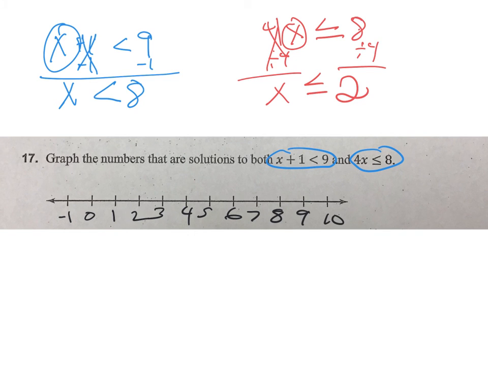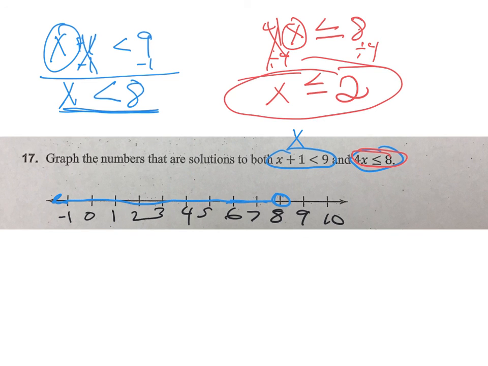Okay, I'm going to start with the blue. x is less than 8. So I go to 8, and it has to be less than, so it's an open circle. And then I'm going less than, so it has to go down like this. Now, all of these numbers on the blue line will work for this one. But now I want to get all the numbers that will also work for 4x is less than or equal to 8, and that's this one here. So now I go to 2. Can it be exactly 2? It sure can. And then it has to be less, so it's going to go this way also.